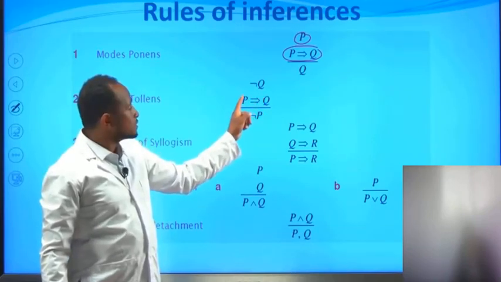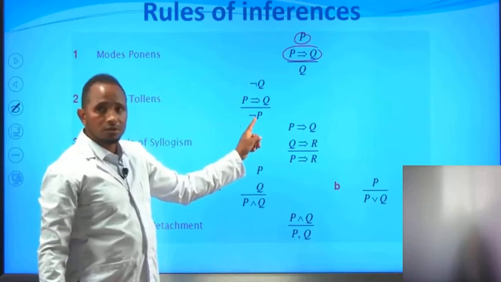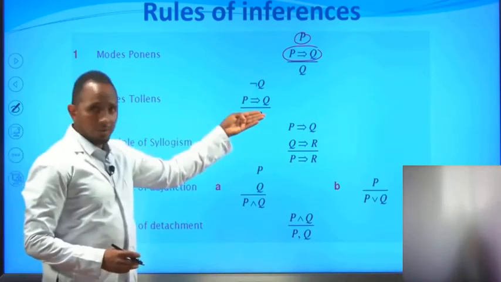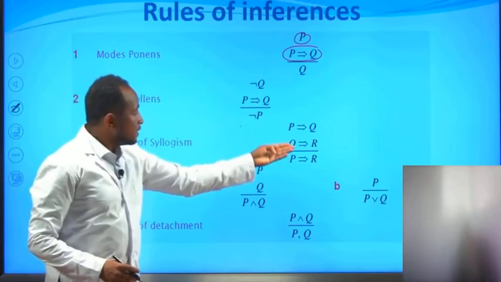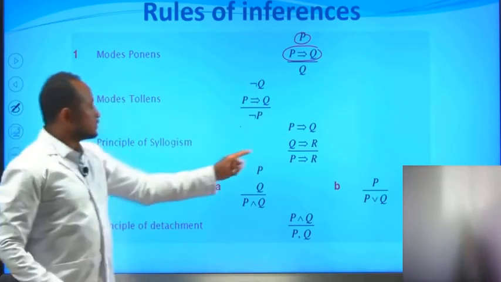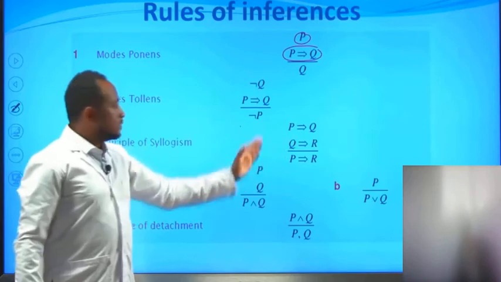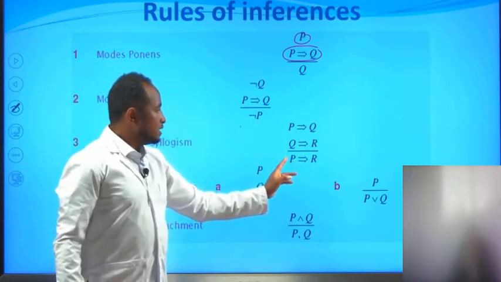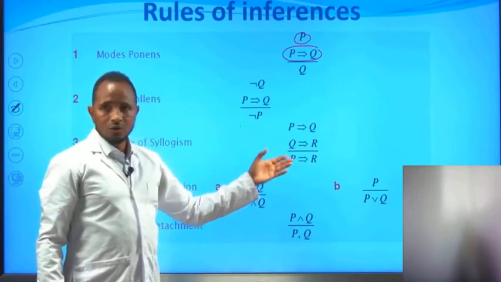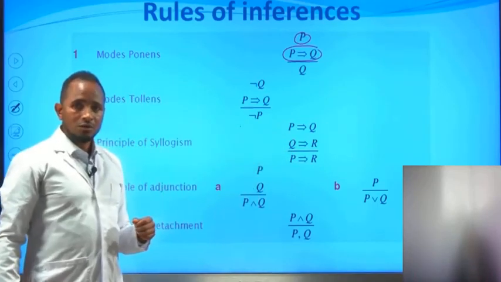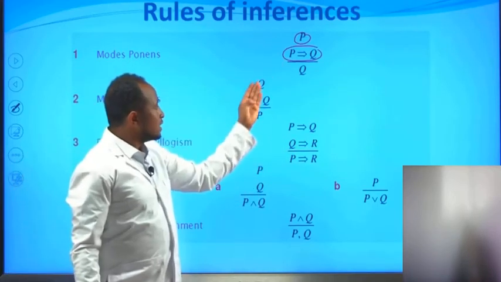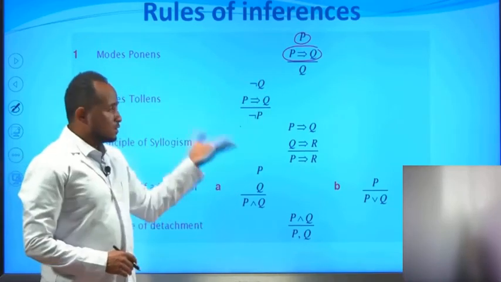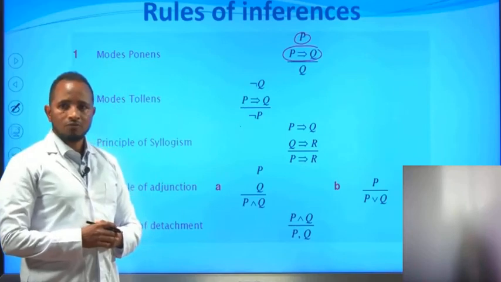So P must be false. So negation of P is true is the conclusion. Therefore this is also a valid argument. We call this the principle of syllogism: if P implies Q and Q implies R, then P implies R is valid. By the way, you can test the validity of each using a truth table or by formal proof form.